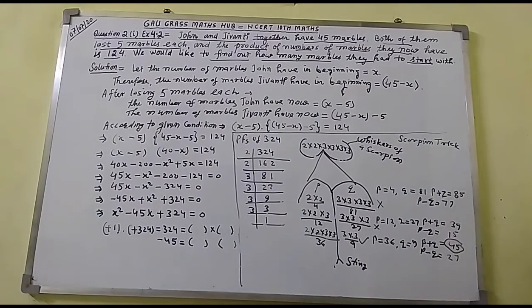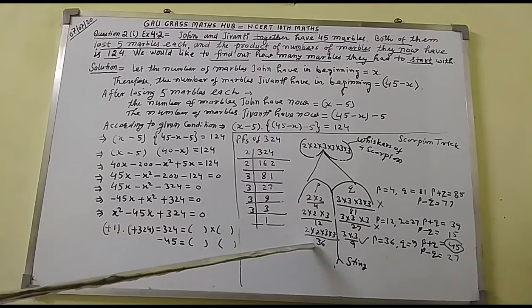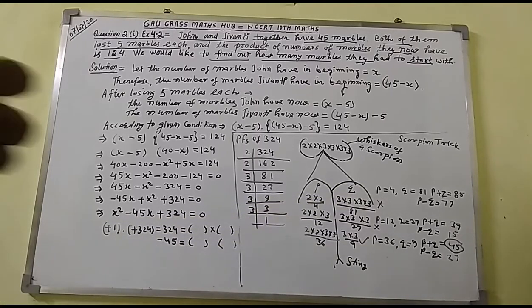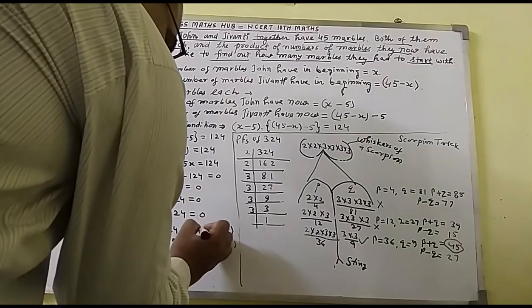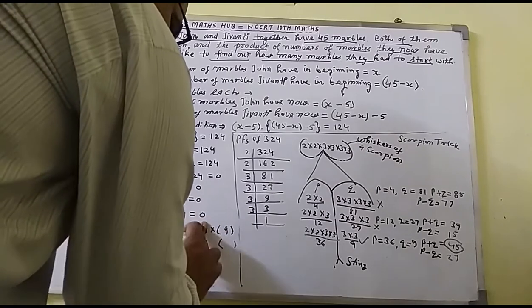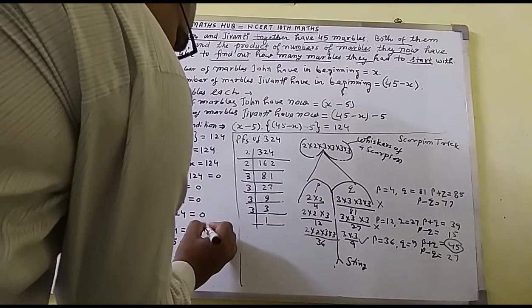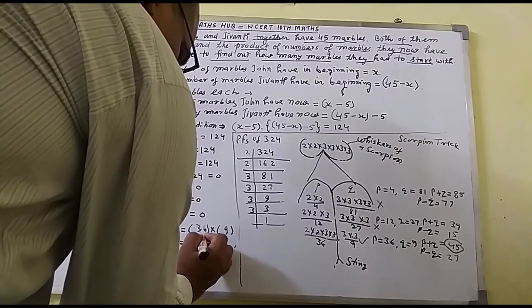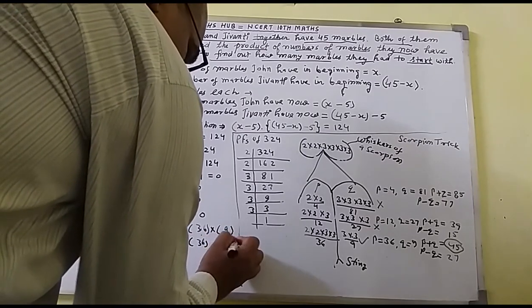Now what will we do here? Next, all the factors have been distributed in two parts, P and Q. The value of P is equal to 36 and the value of Q is equal to 9. Just write 36 here, 9 here, 36 here, and 9 here.